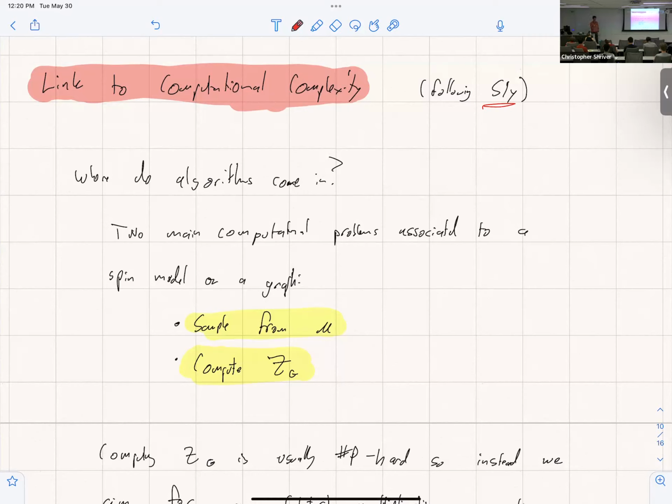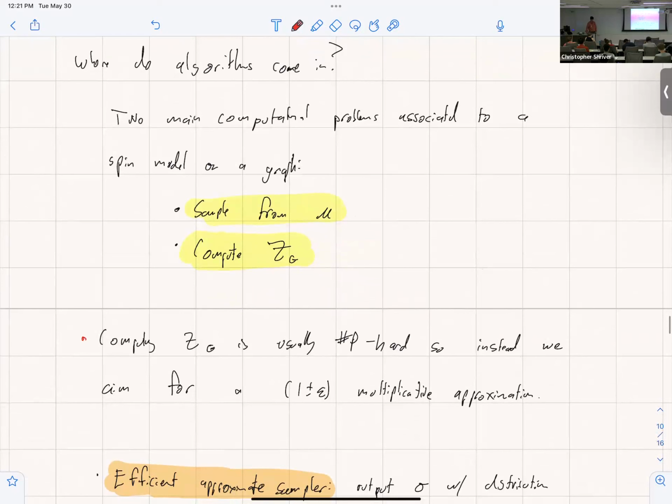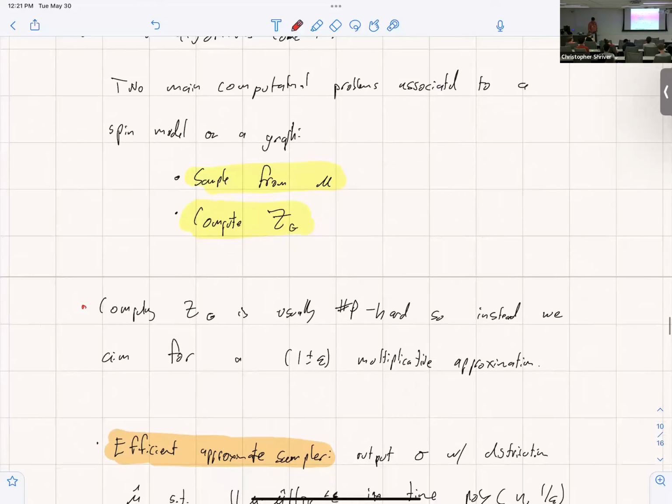Another is to compute the partition function. The partition function has lots and lots of information. You might want to compute it. It generalizes, say, counting from combinatorics. I will say that in general, computing the partition function is usually sharp-P hard, which means it's as hard as exactly computing the number of satisfying assignments to, say, a 3-SAT formula, really hard. And so instead, let's aim for a very accurate multiplicative approximation, 1 plus or minus epsilon.